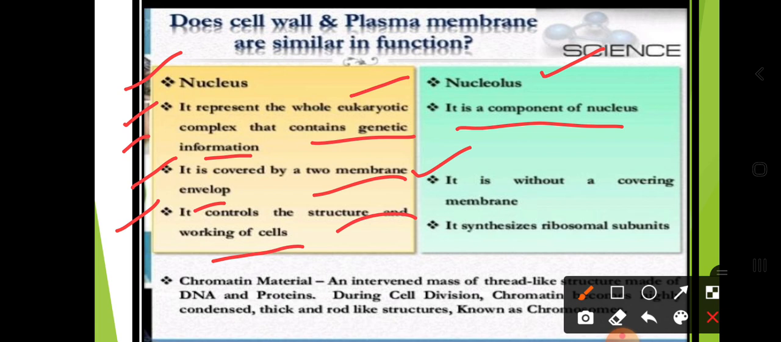What is the main function? It controls the structure and working of the cell. Here in the nucleolus, what is the main function? It synthesizes the ribosomal subunits. So these are some concepts to see whether they have similar functions or not. It is interrelated with the nucleus and the nucleolus. Dear students, here is one extra piece of information: chromatin material. Already we have discussed what chromosomes are.